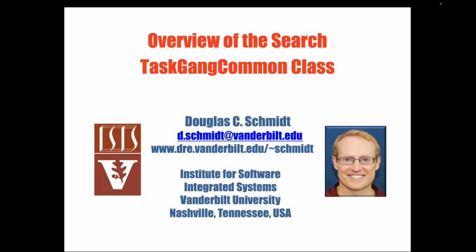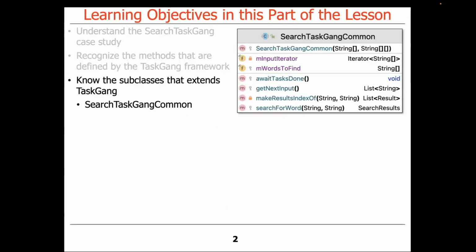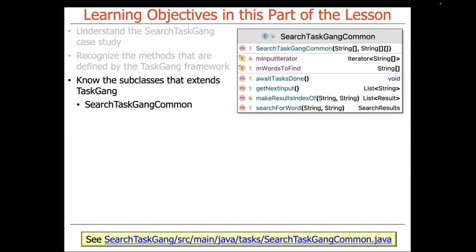So now that we've talked about the TaskGang abstract superclass, let's talk about the first subclass that customizes it, which is called SearchTaskGangCommon. And we're going to talk about all the different subclasses, but we're going to start off with this one. And that's because it is actually the parent or the superclass of all the subsequent subclasses that extend it. And you can find this code here at this link in the SearchTaskGangCommon.java file in my GitHub repository.